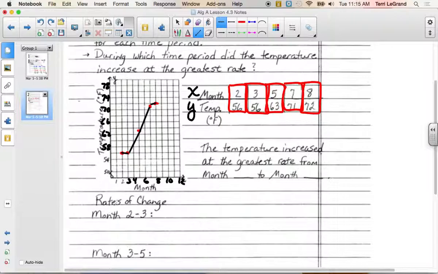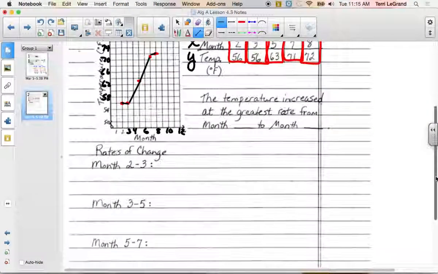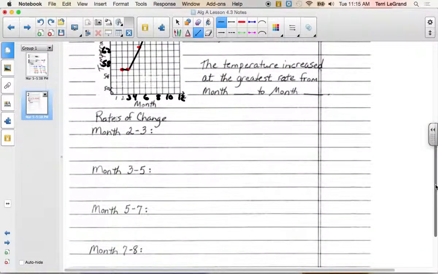Okay, this one's a little trickier to be able to tell from the graph which time interval the temperature increases at the greatest rate from. Because there's a couple of them that look almost exactly the same, don't they? So from month 3 to month 5, or is it from month 5 to month 7? It's kind of hard to tell, isn't it? So we're gonna hold off on this one, and we're gonna say, you know what? Let's figure them out the arithmetic way, and then we're gonna be able to compare them and find out for sure. So rates of change from month 2 to month 3.